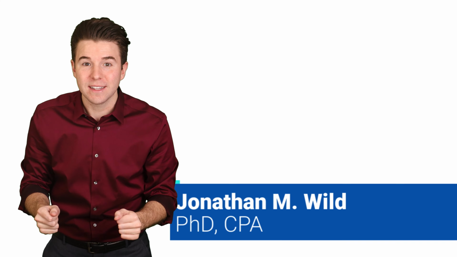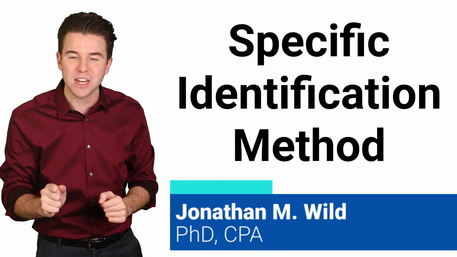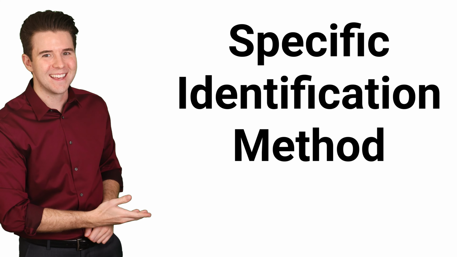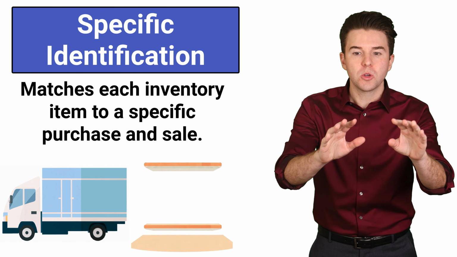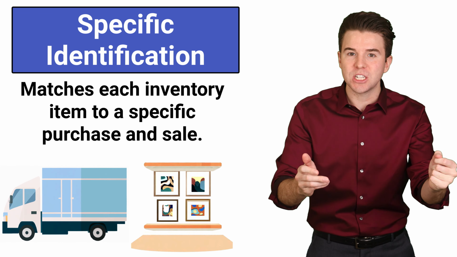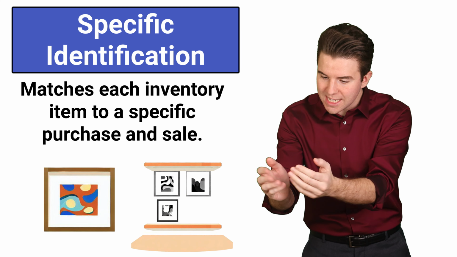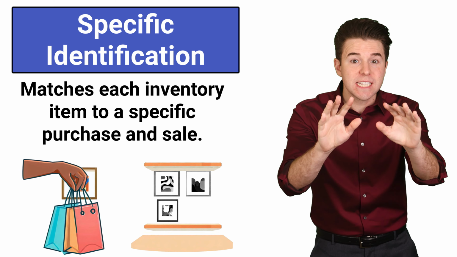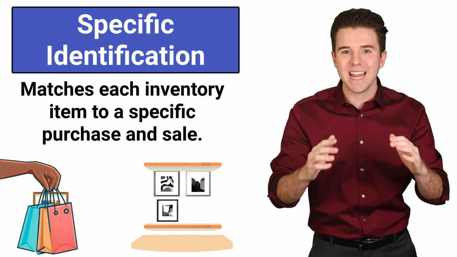Hey, I'm Jonathan Wild, and in this video we cover how to use specific identification for inventory costing. To use the specific identification method, we need to be able to identify and match each individual inventory item to a specific purchase and sale. This type of inventory costing is useful for custom and one-of-a-kind items.